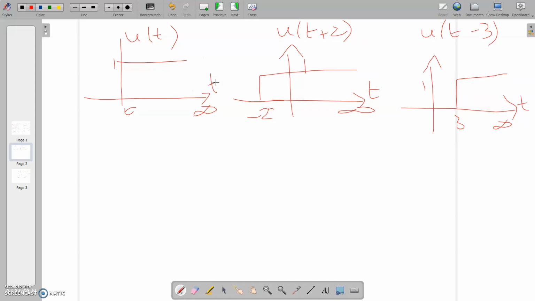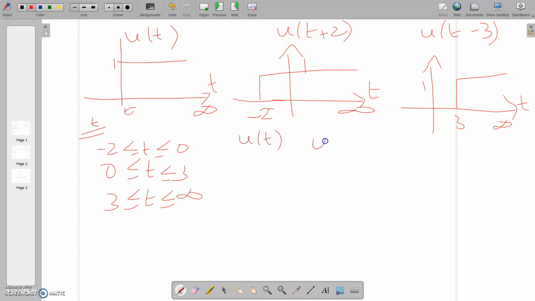Now we have to add all these three signals. While seeing your diagram itself, we have three different ranges for the t value. One is minus 2 to 0, another one is 0 to 3, another one is 3 to infinity. So we have three different ranges. Okay.